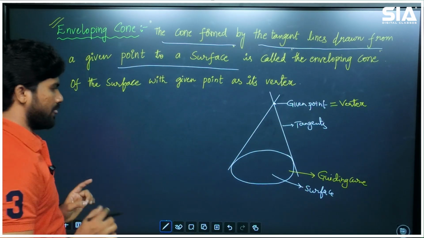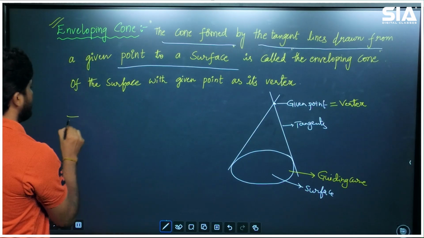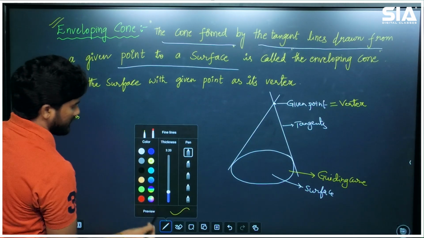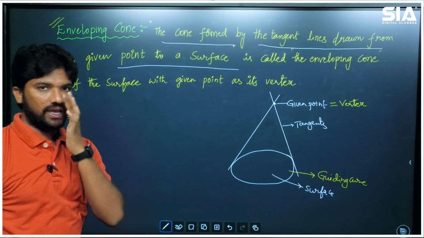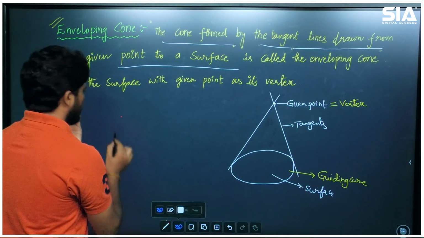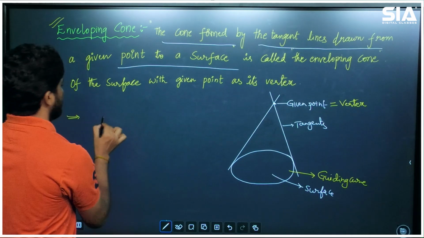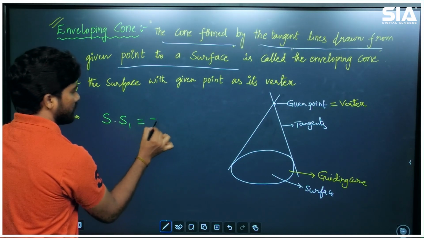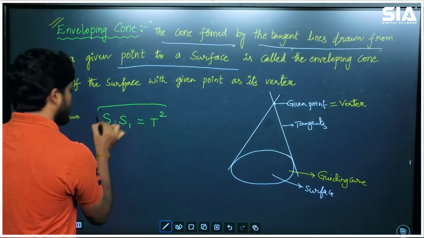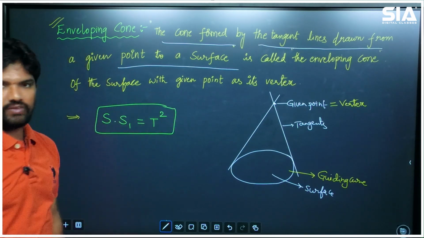This is the definition. So now sir, what is the equation of the enveloping cone? Then what is the formula for the enveloping cone? So listen carefully. The formula for the enveloping cone is capital S into S suffix 1 is equal to capital T square. This is the equation for the enveloping cone.